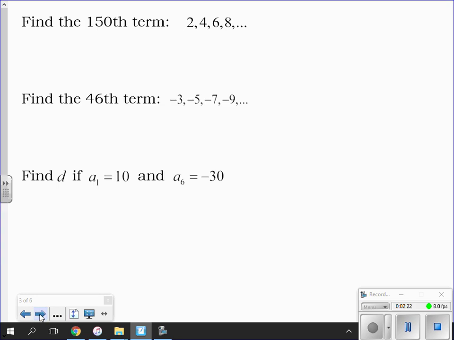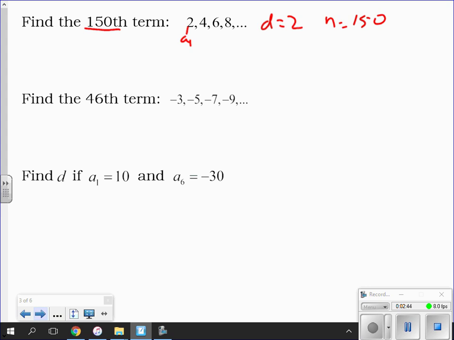Okay, find the 150th term. We need to use our formula. This is a sub 1, the first term. D is how I get from one term to the next. I add 2 each time, so my D is 2, and then N is 150. Why? Because it says we're looking for the 150th term.